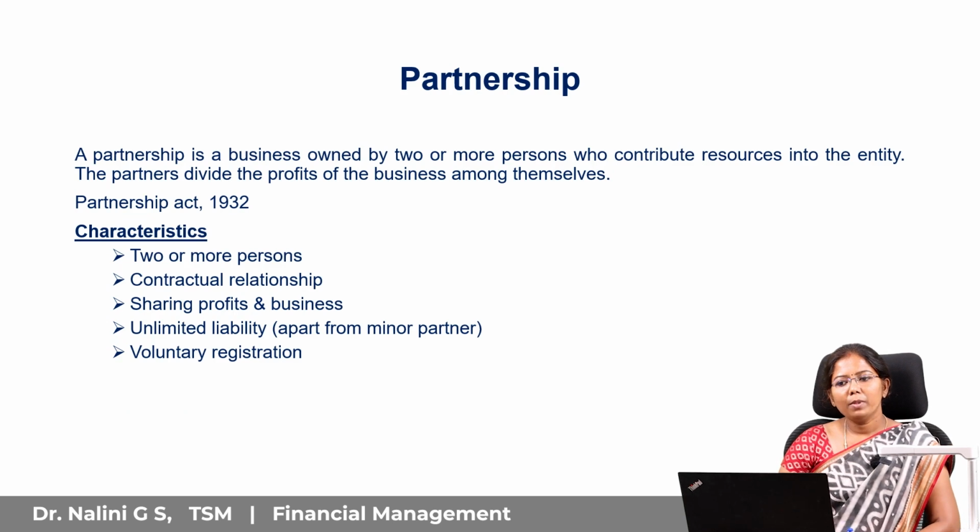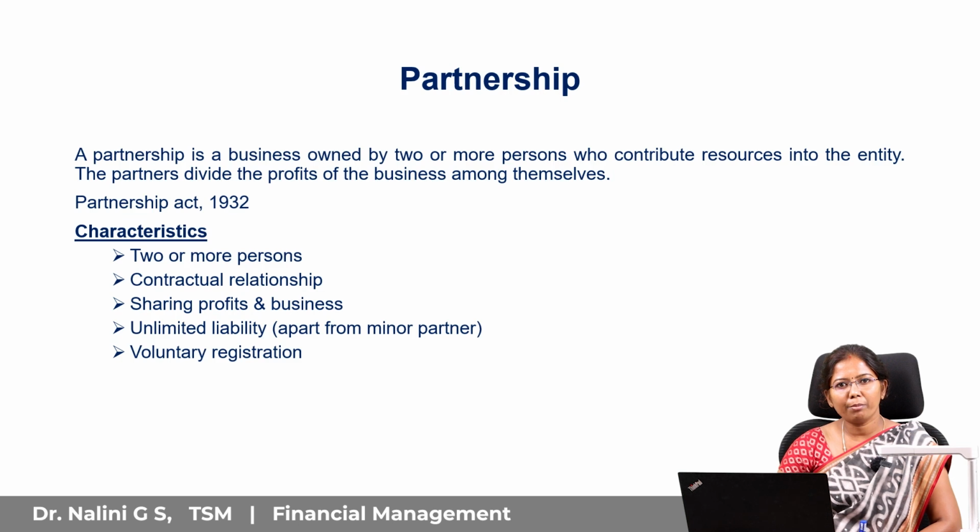The second form is partnership firm. Partnership firm is the extension of sole proprietorship. In sole proprietorship, only one person can invest his own money, whereas when he has to enlarge the business, then he can think of partnership. Here, a minimum of 2 or more than 2 persons join hands to start a business with a common objective, that is called partnership. And the Partnership Act is 1932.